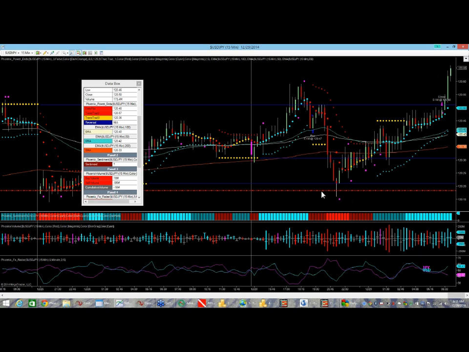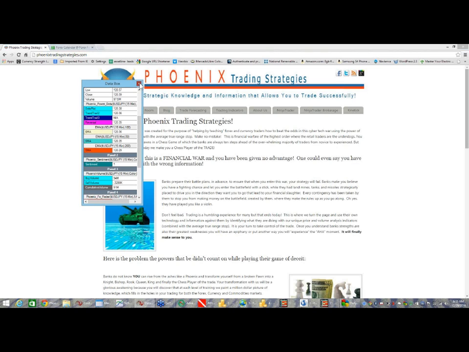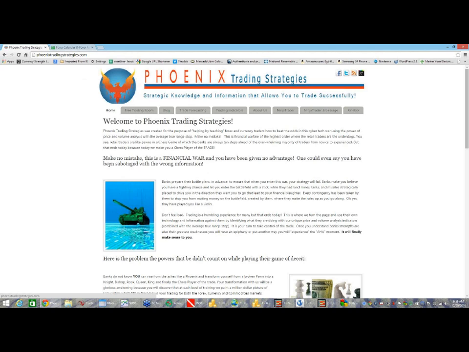So yes, when we say, and we say it very clearly, make no mistake, this is a financial war and you have been given no advantage. One could even say you have been sabotaged with the wrong information. We are not misleading you. We are telling you with precision that banks prepare their battle plans in advance to ensure that when you enter this war, your strategy will fail.